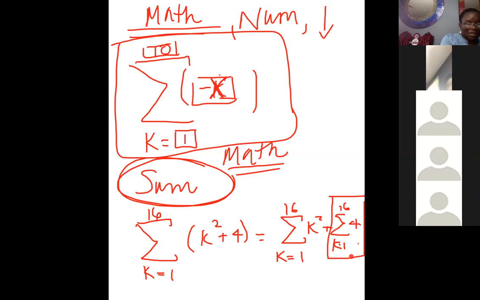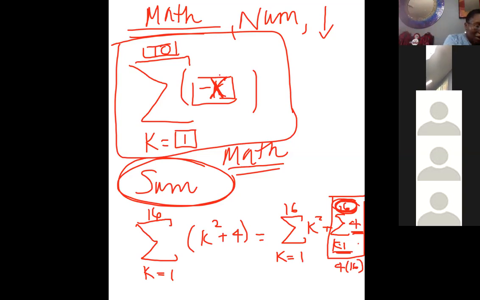Okay, guys. So on this one right here, because we're going from K equals 1 up to 16, it means that the 4 is being repeated how many times? 16 times. So all you would be doing is taking the 4 and multiplying it by 16, or 16 times 4. In other words, it's 4 adding to itself 16 times.